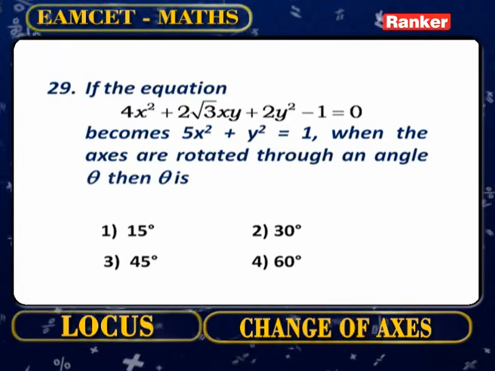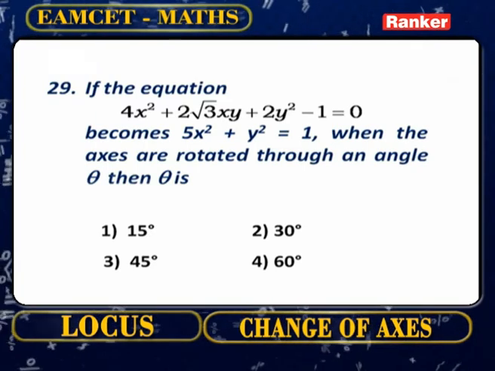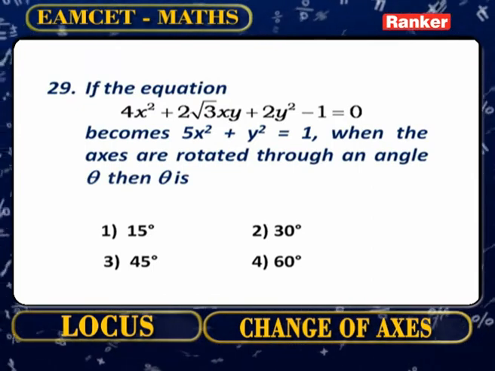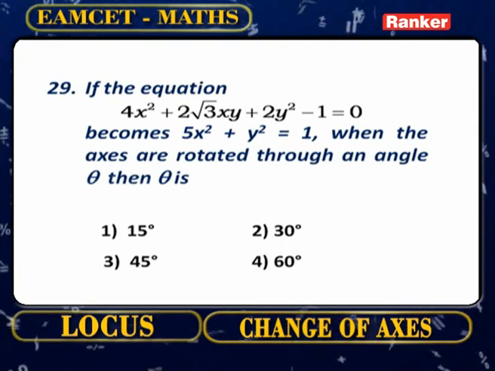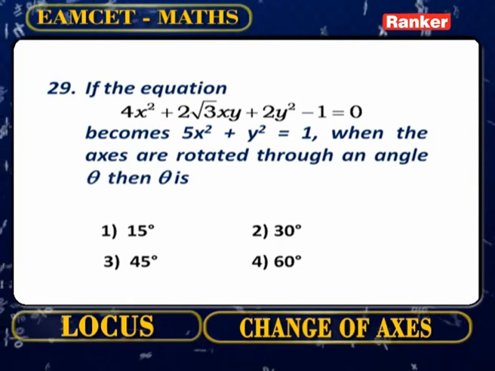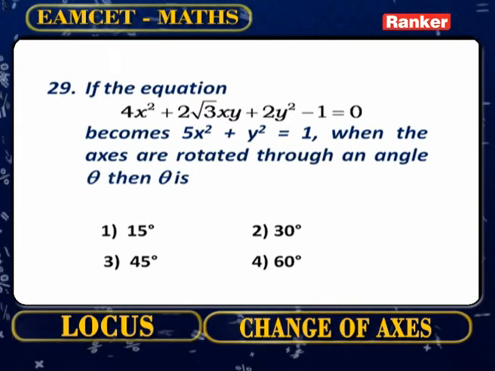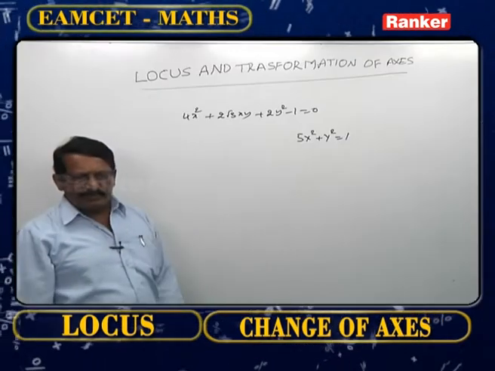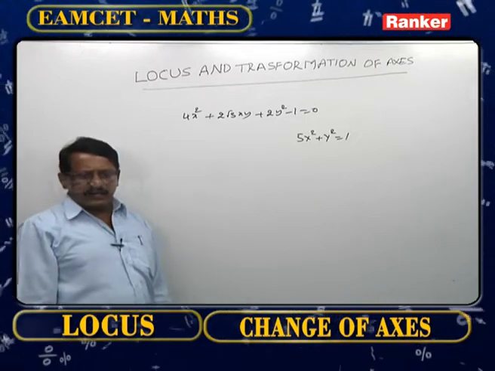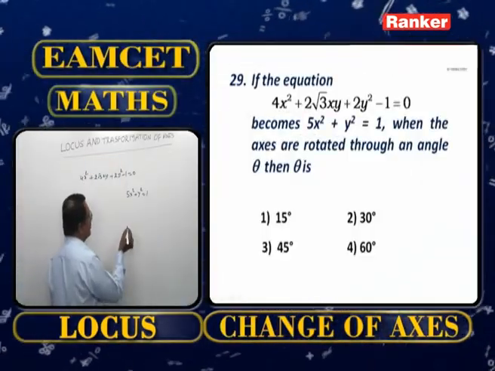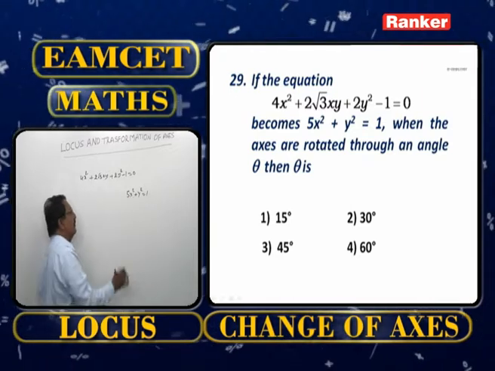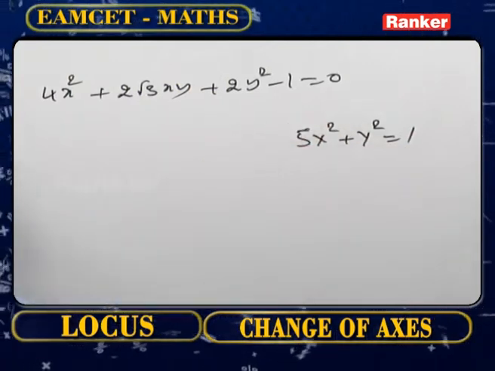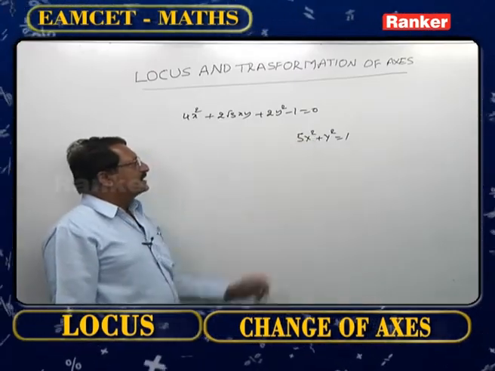If the equation 4x square plus 2 root 3 xy plus 2y square minus 1 equals 0 becomes 5X square plus Y square equals 1 when the axes are rotated through an angle theta, then theta equals what? Now, in the new equation 5X square plus Y square equals 1, there is no XY term.